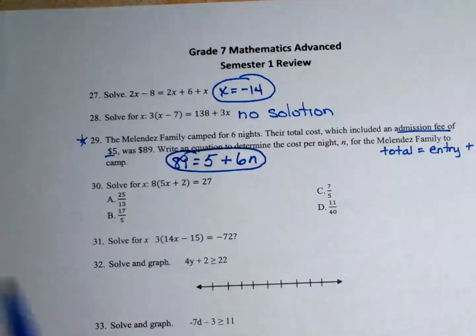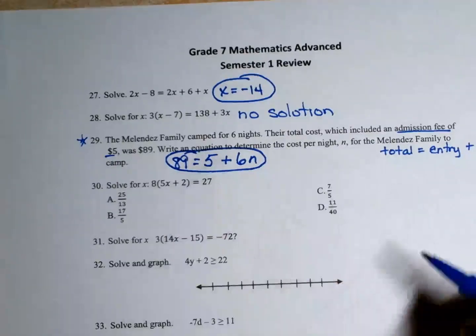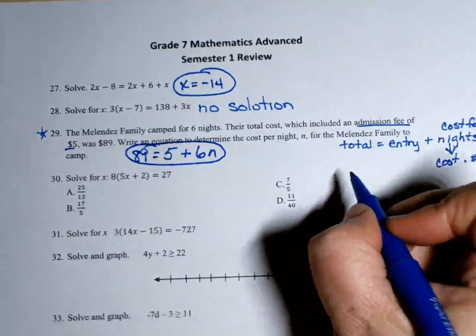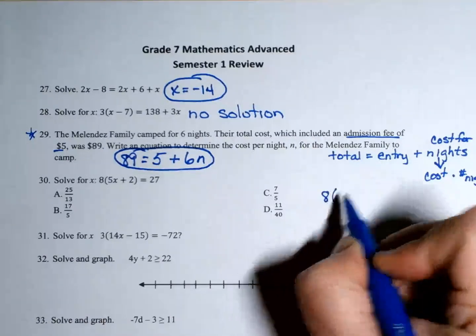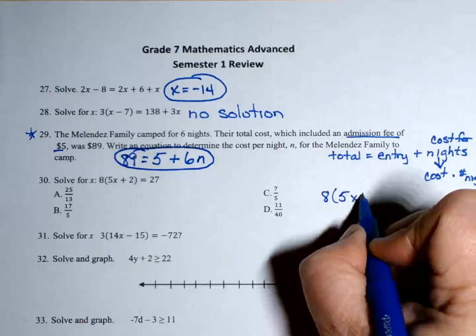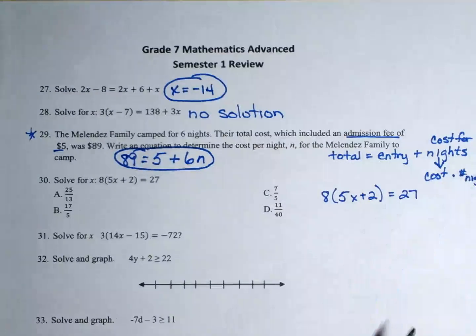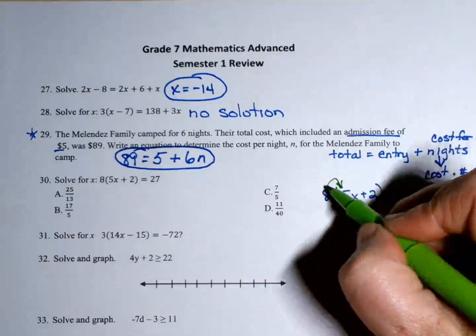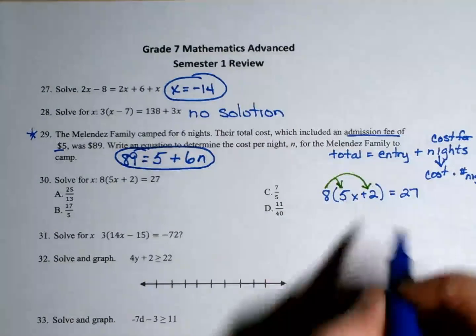Alright, number 30. Solve for x. I have 8 times the quantity 5x plus 2 equals 27. So let's rewrite it over here so we have room to work. I have 8 times the quantity 5x plus 2 equals 27. So I know I have to use my distributive property and give that 8 to everybody inside there.